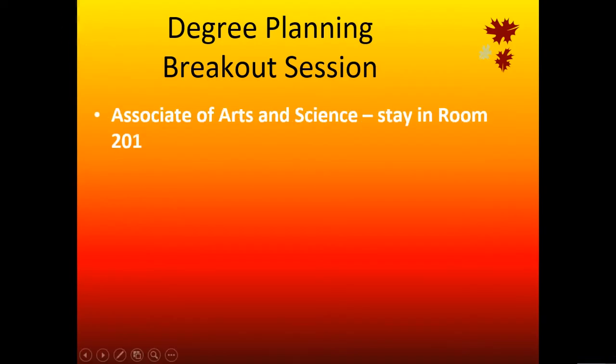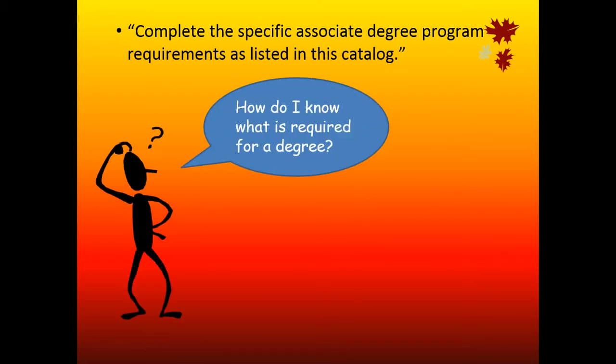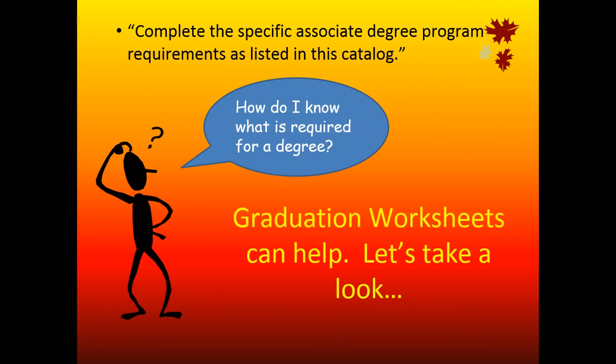Okay, and this is how we broke out. But anyway, one of the requirements from that slide earlier on that talked about what you need for a degree said complete the specific associate degree program requirements as listed in this catalog. Okay, so that's pulling from that. So your question might be, well, how do I know what's required for a degree? Where does it say that?